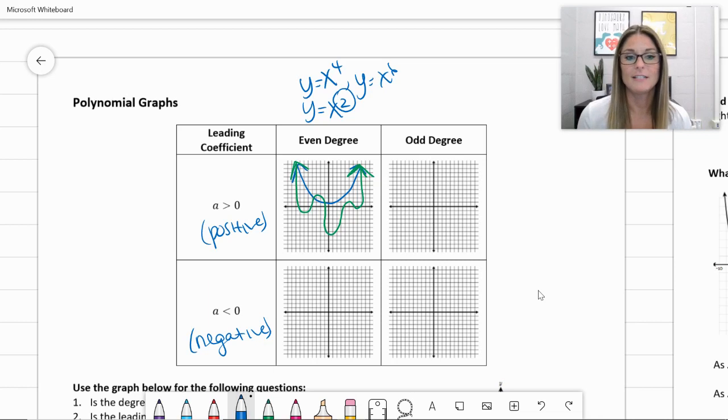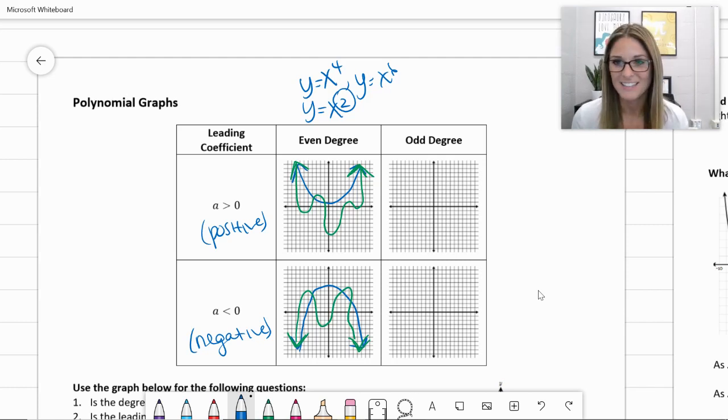All right, what if it's negative? Let's go straight down. What if it's an even degree but negative? Well, we know now it's just been reflected. So the same would be true. What if it's something bigger? Your arrows are still both going to be pointing down because of that negative leading coefficient. You just might have some extra humps and bumps. Y'all think I'm crazy, don't you?